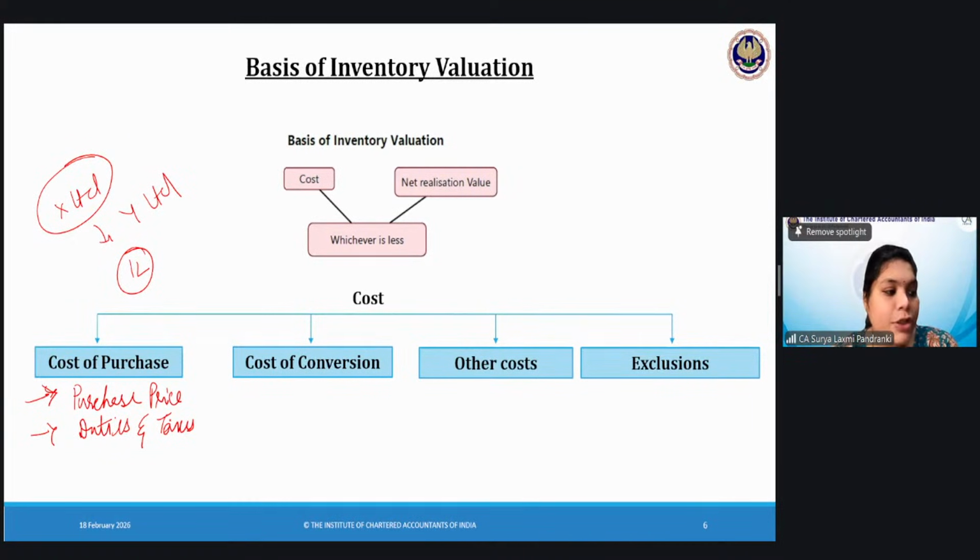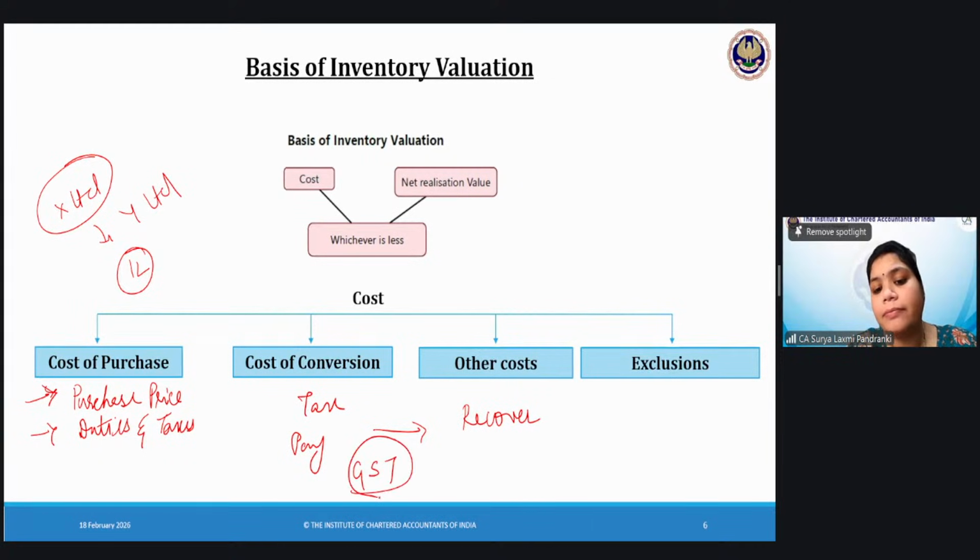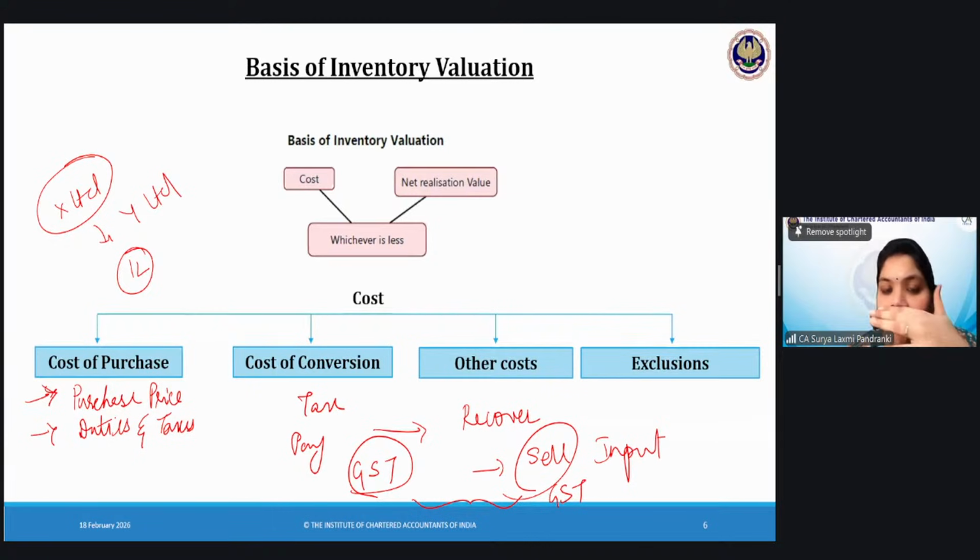But again, there is an exception to it: if these are recoverable. What does recoverable mean? You are paying a tax, okay? You are paying a tax, and this tax you will recover later. Now, GST, you will pay, right? And when you sell it, you have input tax and output tax, right? So when you're selling the goods, you collect GST. And only the net amount is paid to the government, right? Which means you are able to recover back your GST or any other duties that you have. You are trying to recover them back, right?